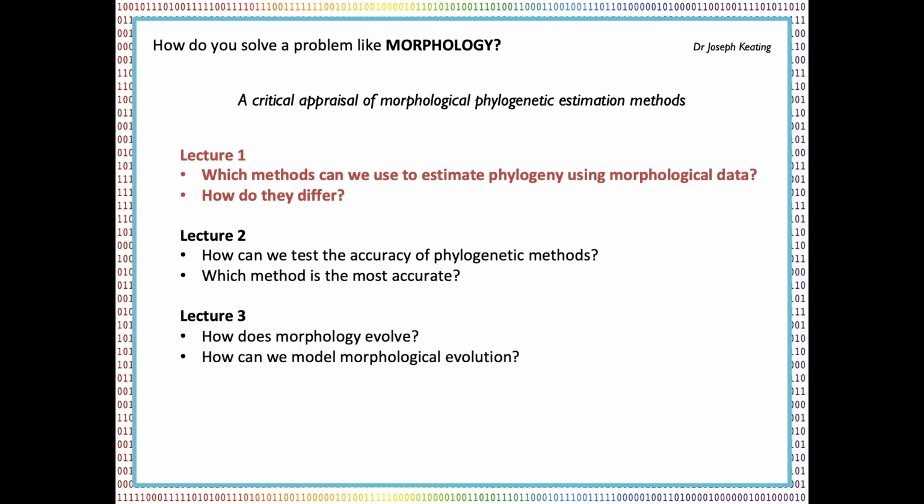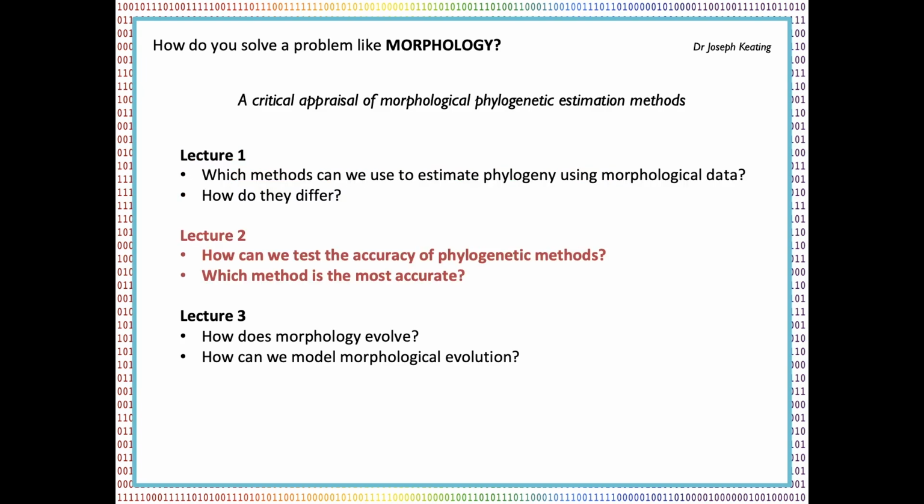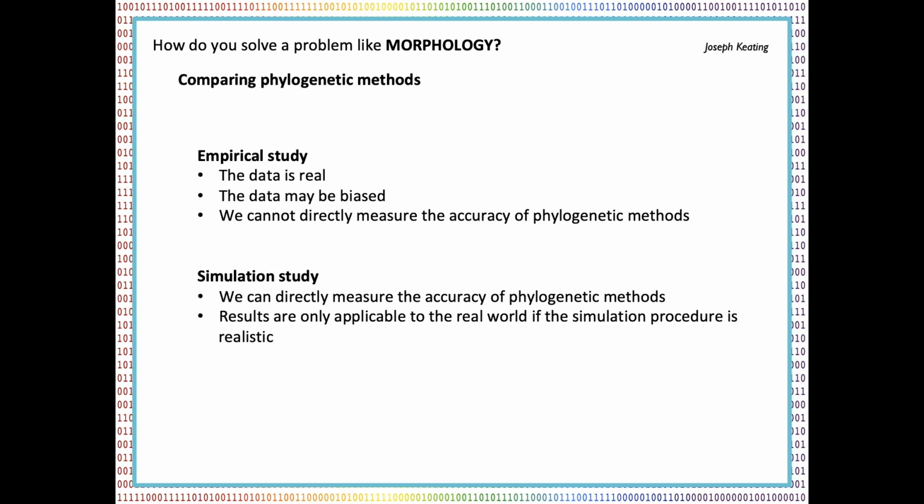Last time we talked about the different methods you can use to estimate phylogeny from discrete morphological data. In this lecture, we will compare these different methods and try to ascertain which of them is the most accurate. There are two ways we can gauge the performance of different phylogenetic methods. These are empirical studies and simulation studies.